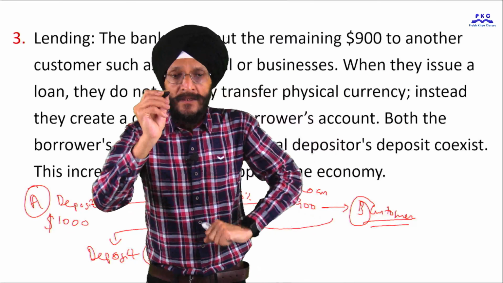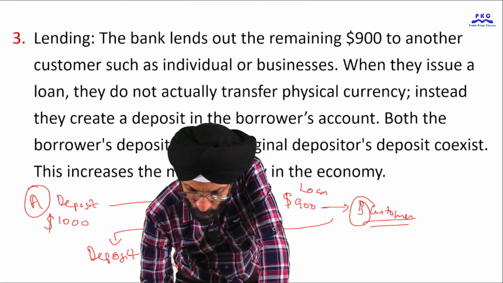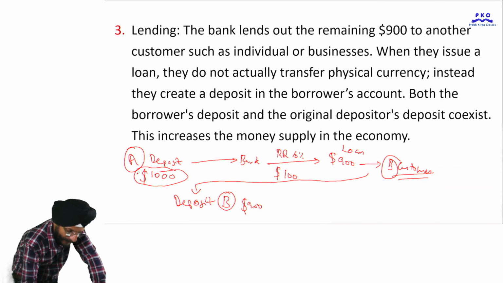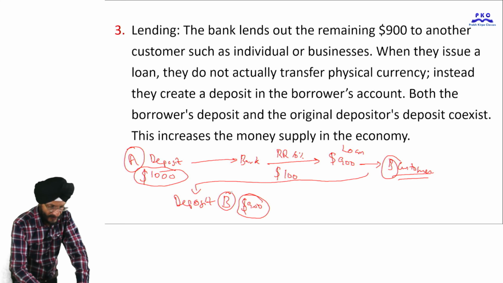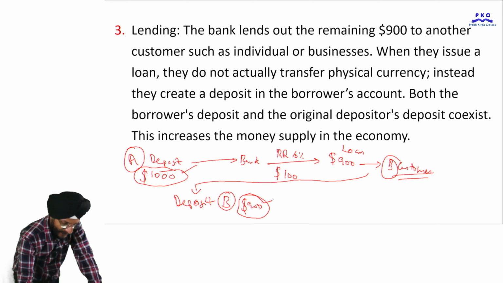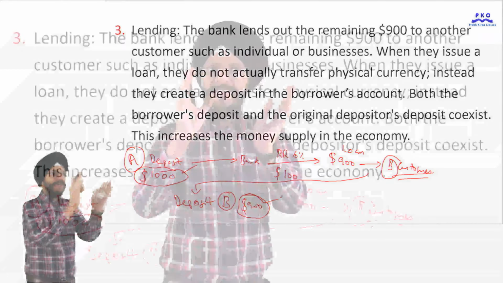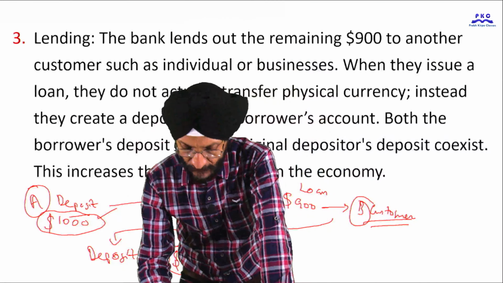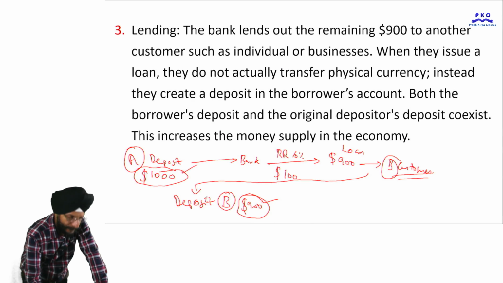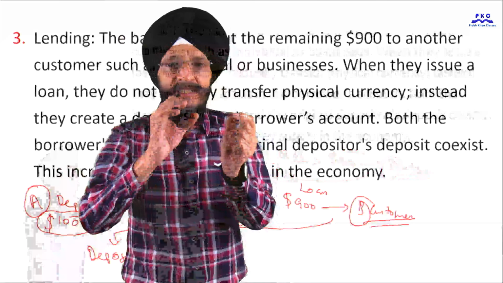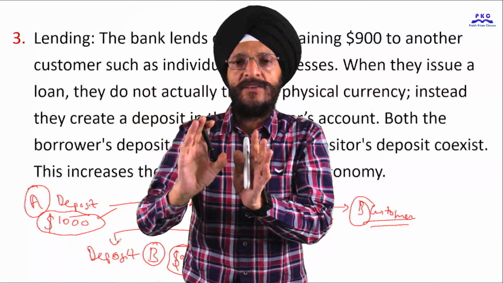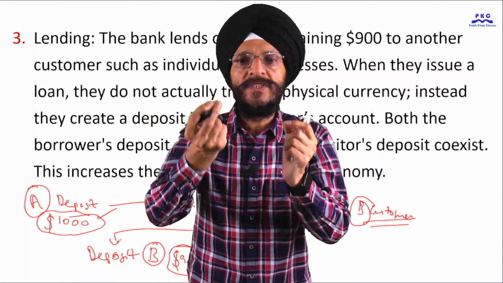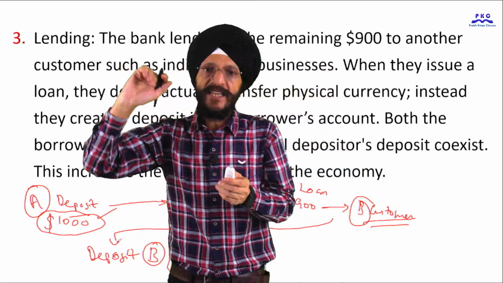So you will see that these two deposits start existing in the bank. First is $1,000 and another $900. Both these deposits coexist at the same time. This increases the money supply in the economy. That is, both these customers A and B can utilize these $1,900 if they wish to use the same. So the money supply stands increased in the economy.